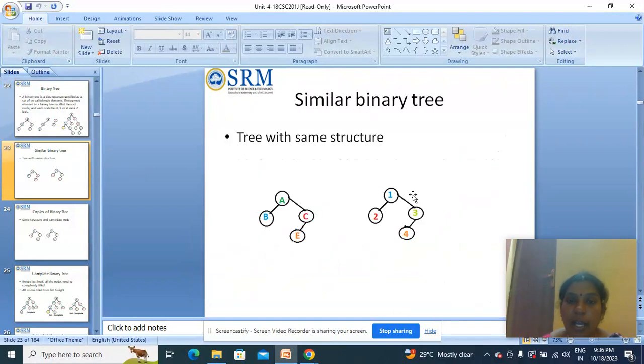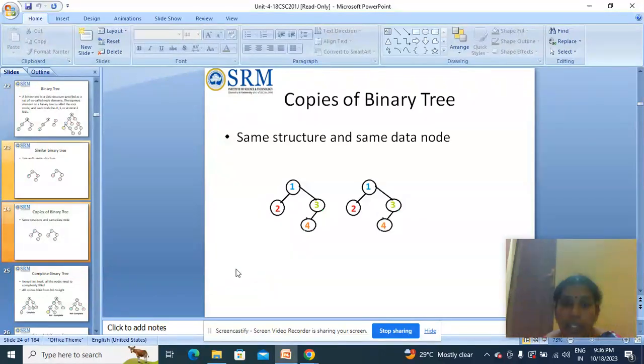Next, here is a similar binary tree. Here the tree is labeled with characters. The nodes are labeled with alphabets, but the structure is the same. So this is a tree with the same structure, and it is also called a binary tree. And these are copies of the binary tree, both labeled with numbers. This is the same structure, the same copy.